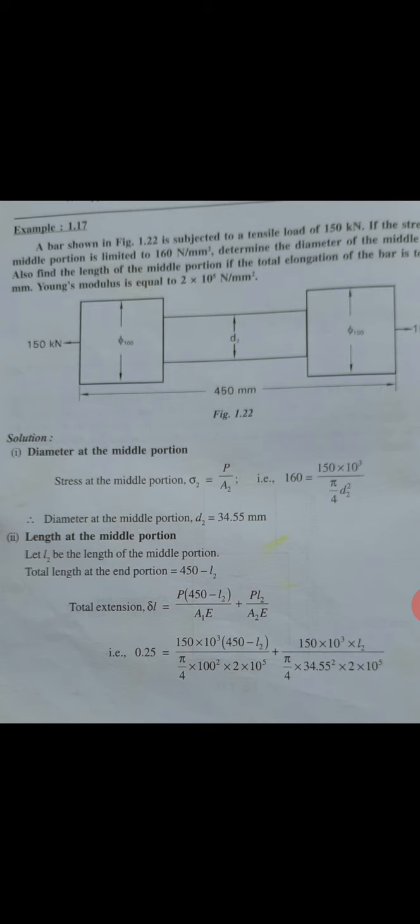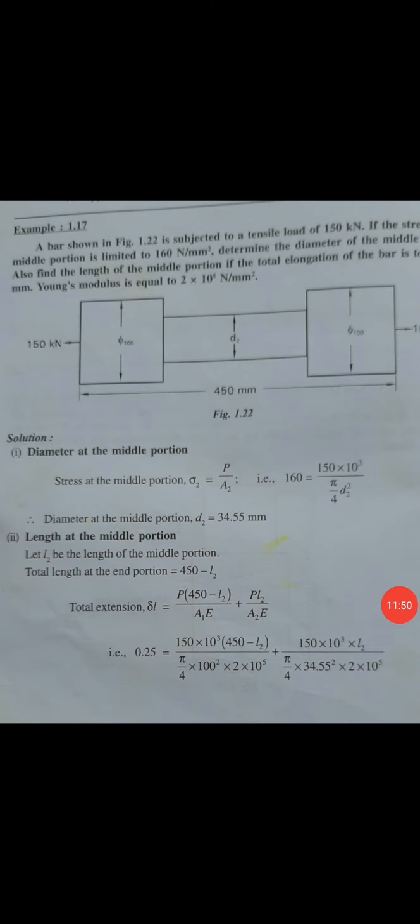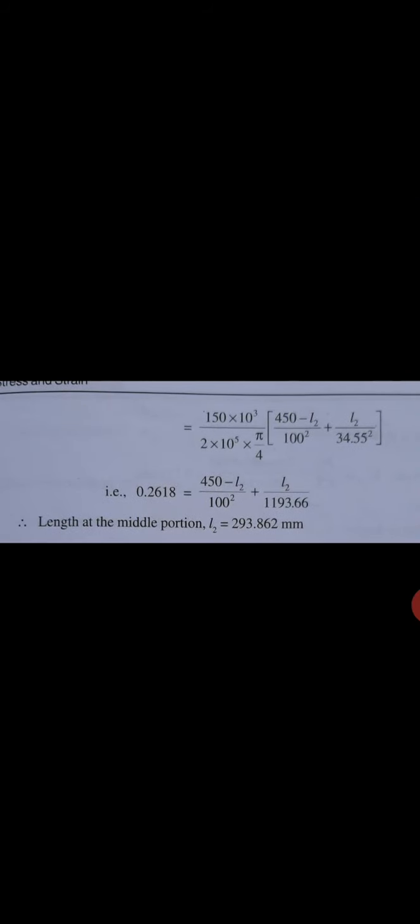So the extension of the bar, delta L, is P into (450 minus L2) upon A1 E1 plus P into L2 upon A2 E2. So 0.25 equals 150 × 10³ into (450 minus L2) upon pi over 4 into 100 square into 2 × 10⁵ plus 150 × 10³ into L2 upon pi over 4 into 34.55 square into 2 × 10⁵. So substituting and taking common, we get L2 as 293.862 mm.